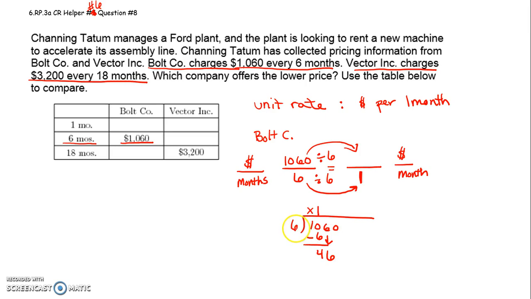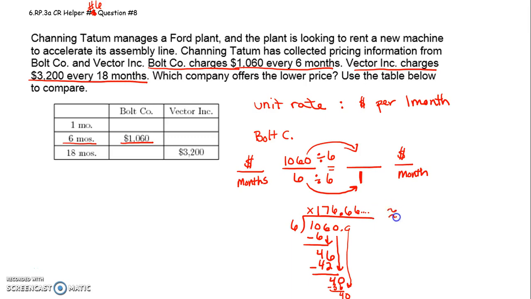Drag down a 6. How many times does 6 go into 46? 7 times. 7 times 6 is 42. Subtract off. 6 minus 2 is 4. 4 minus 4 is 0. Drag down a 0. How many times does 6 go into 40? 6 times. 6 times 6 is 36. I'm going to keep having this 40. If I drag down another 0, it's going to be 6 times 6 again, and I'm going to have another remainder of 4. 6, dot, dot, dot.